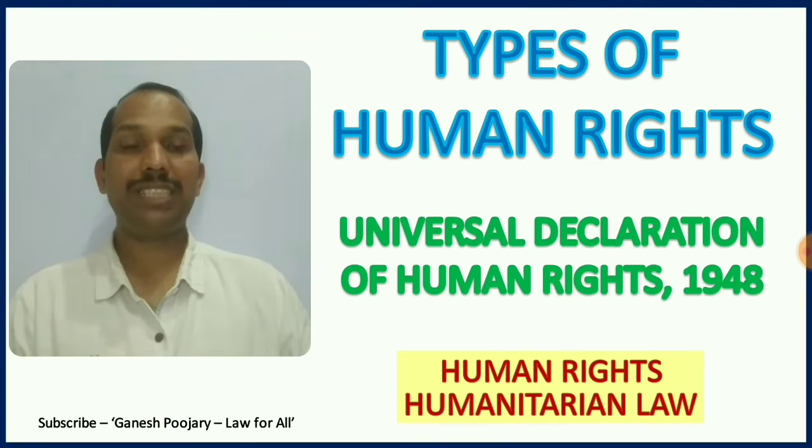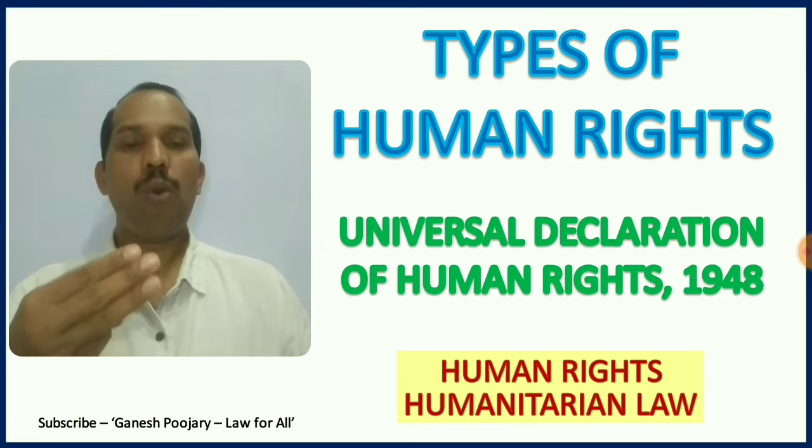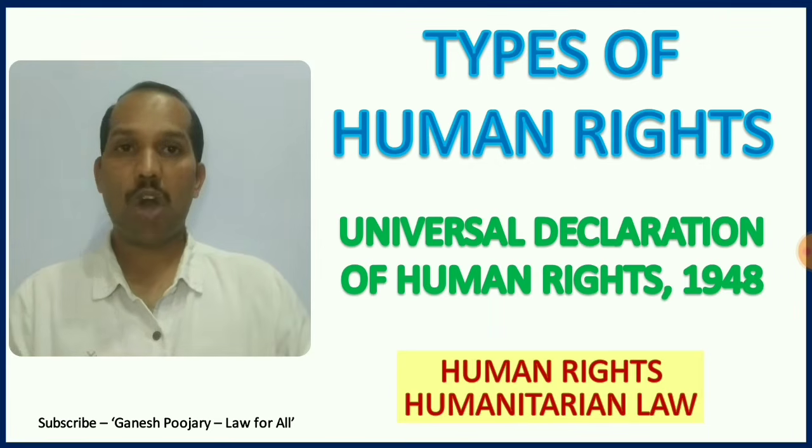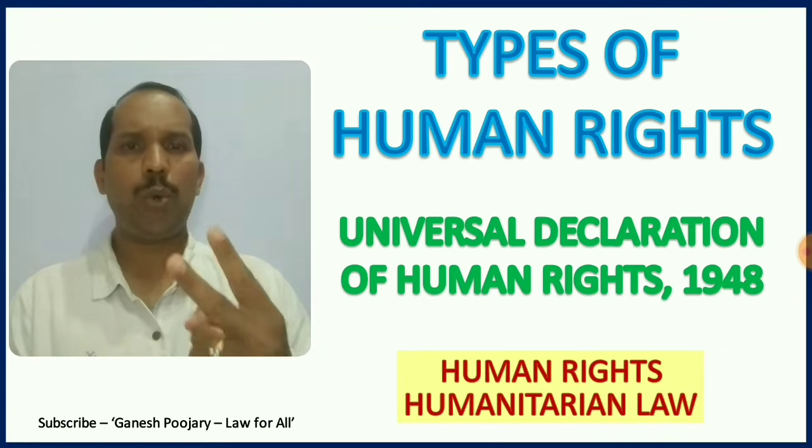I'm going to discuss the types of human rights. When there is a question on types of human rights, you can anticipate three types of question. One, the types of human rights that are available via the Universal Declaration of Human Rights, which happened in the year 1948, or there can be a question on types of human rights based on the international covenants that happened in the year 1966. Two covenants happened.